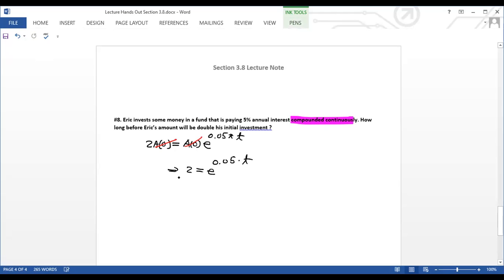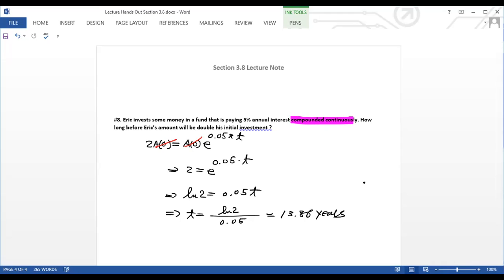So how to solve for t? Easy. Take the natural log of both sides. So this is 0.05 t. So t is just going to be equal to the natural log of 2 over 0.05. If you put that into the calculator, you will get about 13.86 years. So whatever the amount of money you put in, if this bank is continuously compounding, then it will take you about 13.86 years.